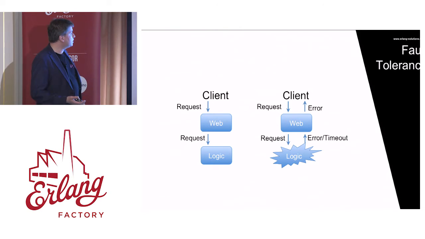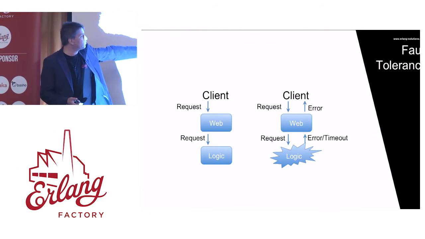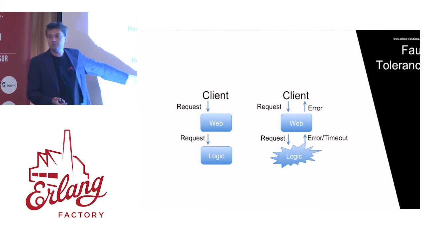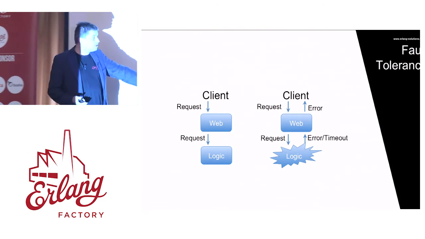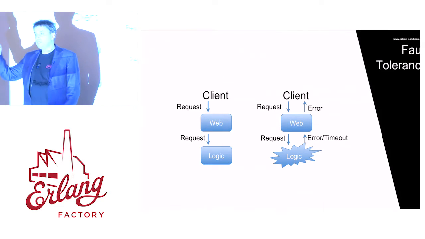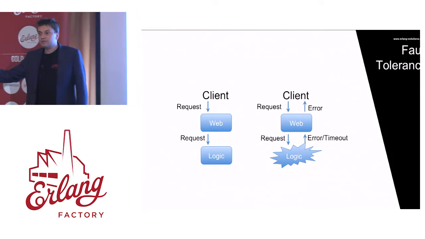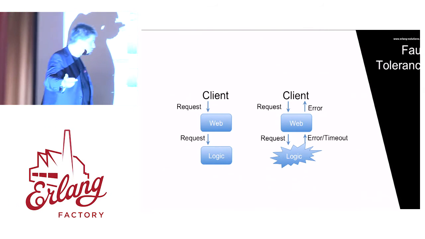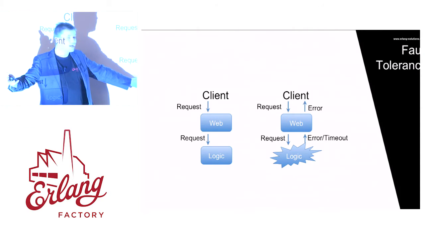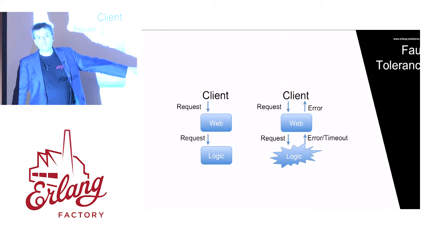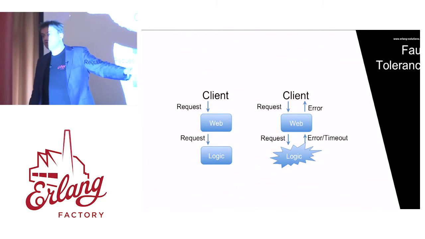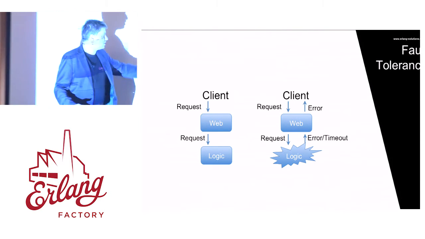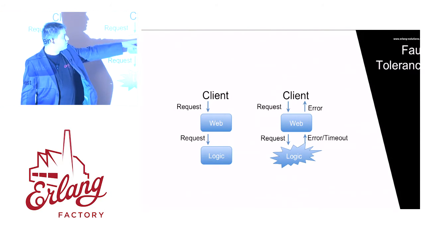In this particular example, the client sends a request to the front-end node. The front-end node passes it on to a logic node, and something goes wrong in the logic node. It could be that the network connectivity towards the logic node goes down. It could be a process crashing in the logic node, the Erlang node itself crashing, or the hardware crashing. Or it could be a very busy node. A non-responsive node is equivalent to a dead node, and we don't know if this node is just incredibly busy. So what happens is we either return an error or a timeout.